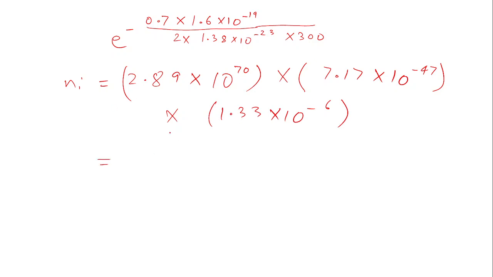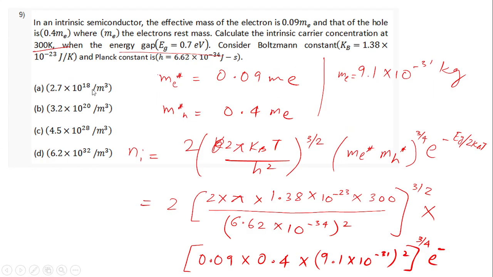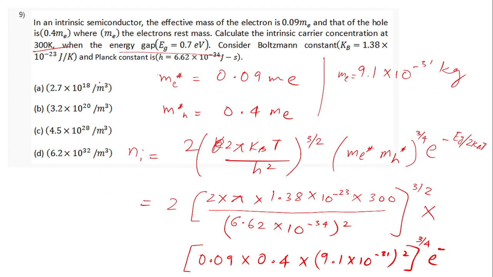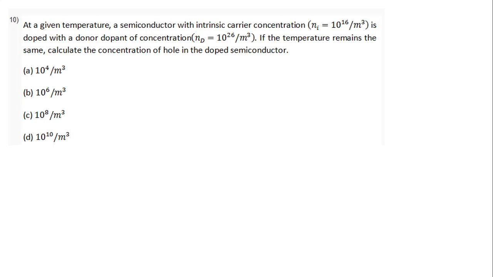Then taking the product of all this we will get 27.5 times 10 to the power 17 per meter cube as intrinsic carrier concentration. To match the answer we will rewrite this as 2.7 times 10 to the power 18 per meter cube. The answer is option A. So all the things that were derived in the lectures, we need to keep those formulas in mind.